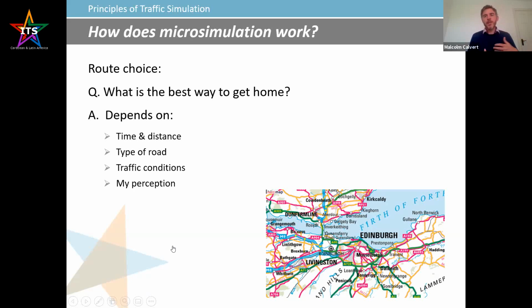And then we also factor in just something about perception, because although the conditions might be the same, different drivers perceive things in different ways. So some drivers might see a particular route as a better way than another driver. And so we build in a little bit of variation around different drivers' perception of their routes.